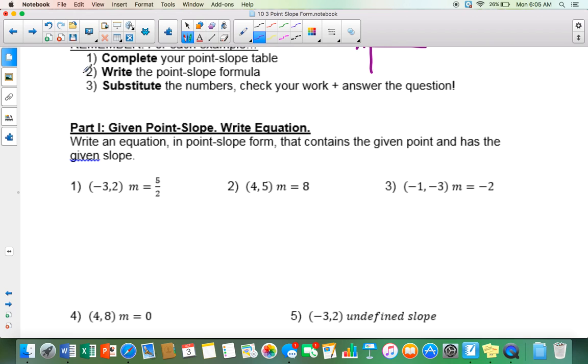So again, our formula, just so we have it written on here for us to see, is y minus y1 equals m times x minus x1. Okay, so part 1 says we're given a point and a slope. So that's pretty easy for us.